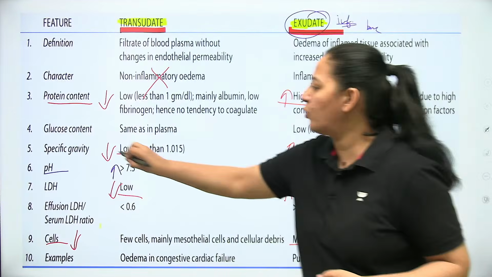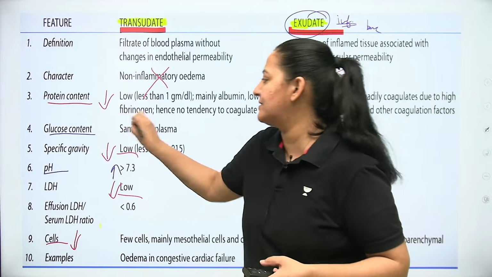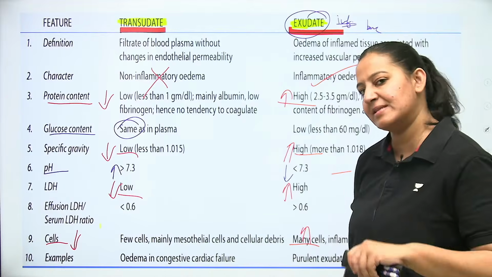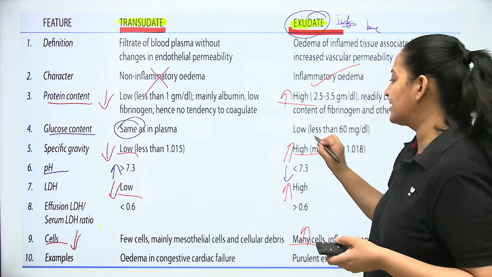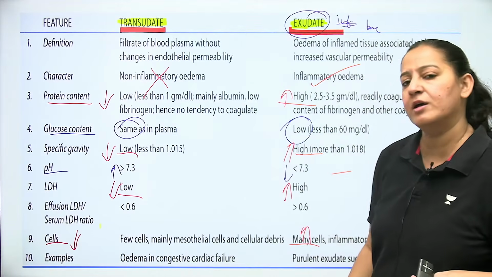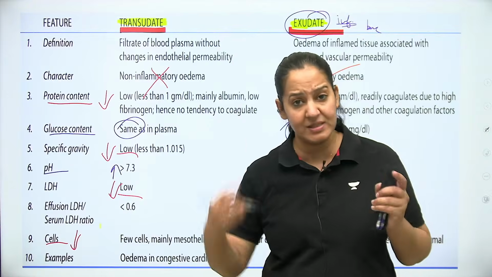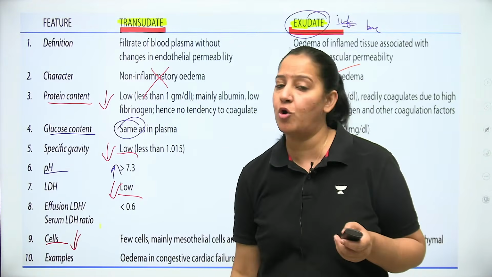Let me show you the glucose content. In transudate, it is the same as that of plasma because there is no bacteria. Whatever is present in plasma is coming into the edema. But in exudate, it is low as compared to plasma. You can learn like that, the bacteria is consuming it because it is inflammatory edema. In inflammation, microorganisms are there.